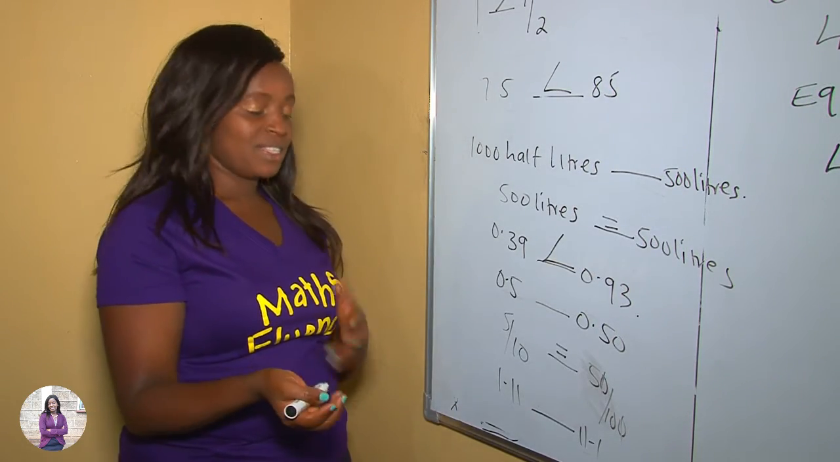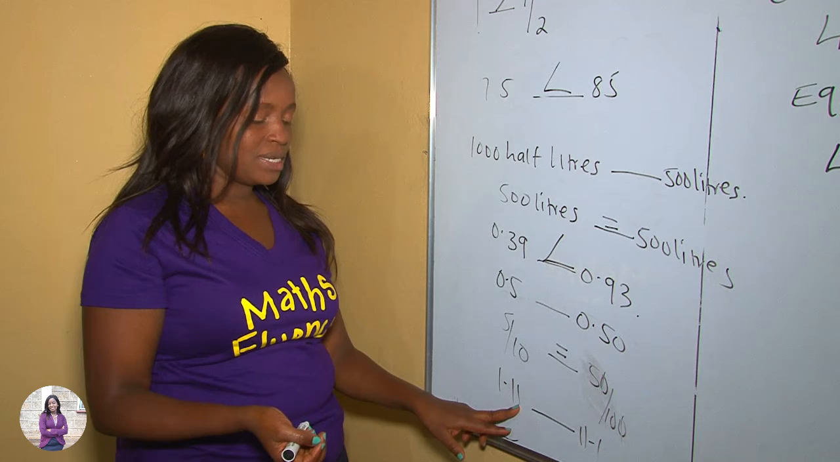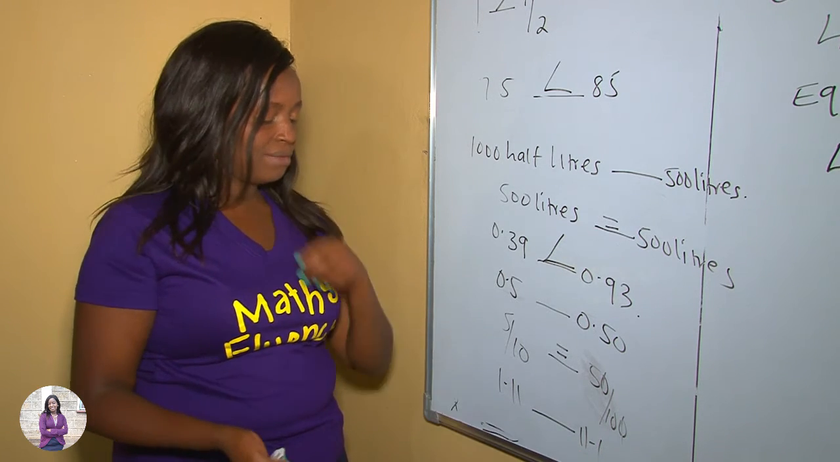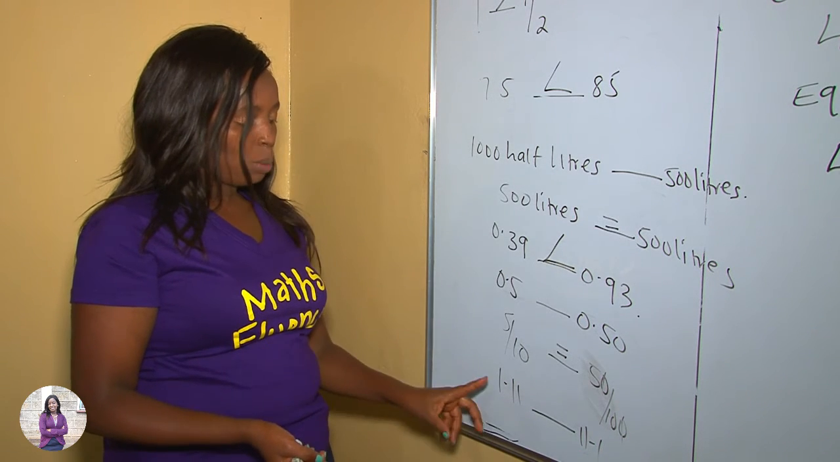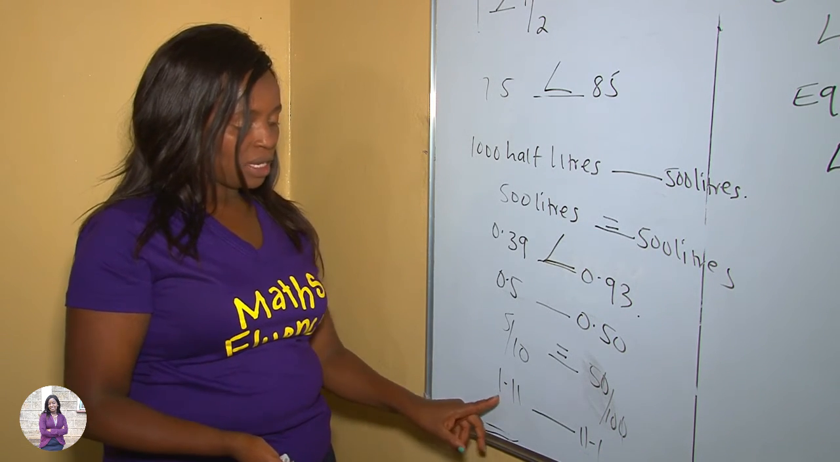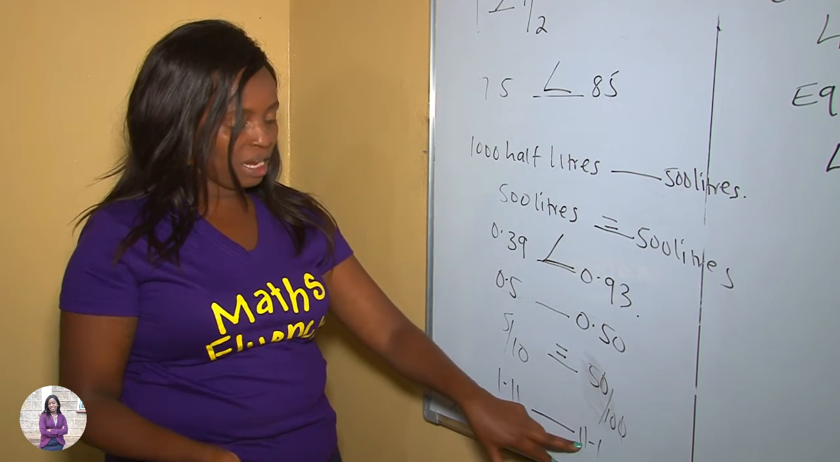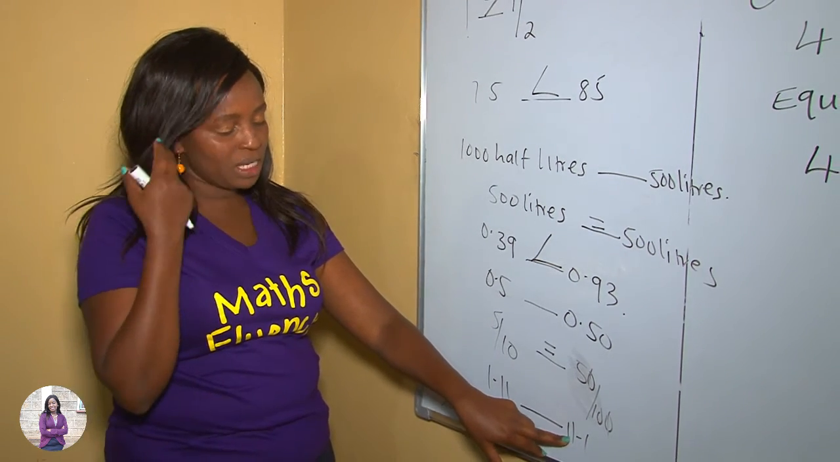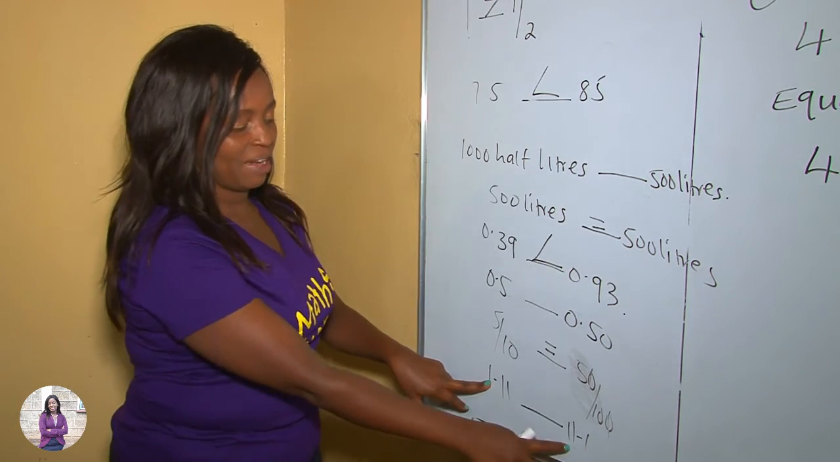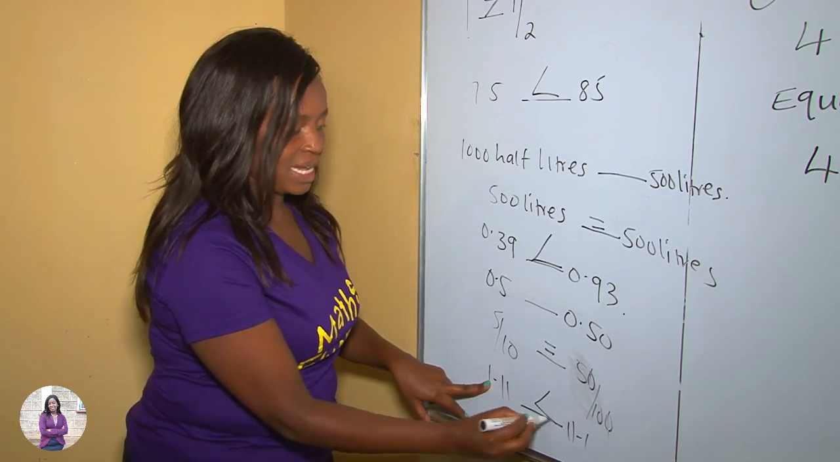Let's also compare this. 1.11 and 11.1. So before the decimal point it's 1. And before the decimal point here, it's 11. So 1 and 11, which one is bigger? 11 is bigger. So 1 is less than 11. And we put the less sign.